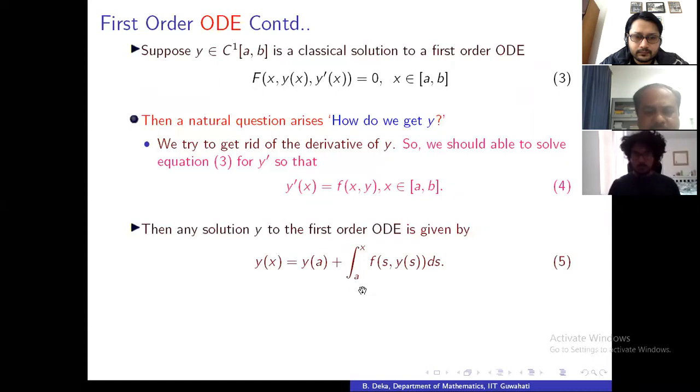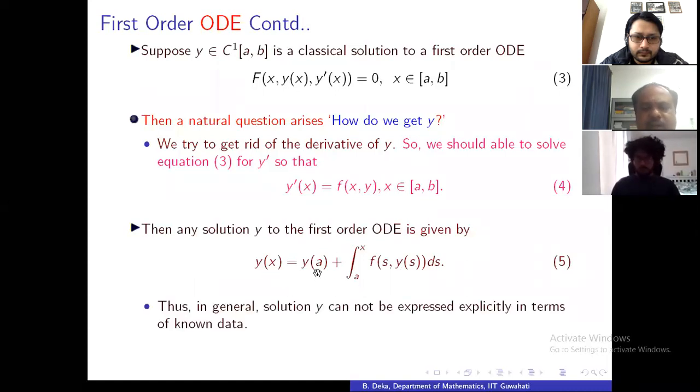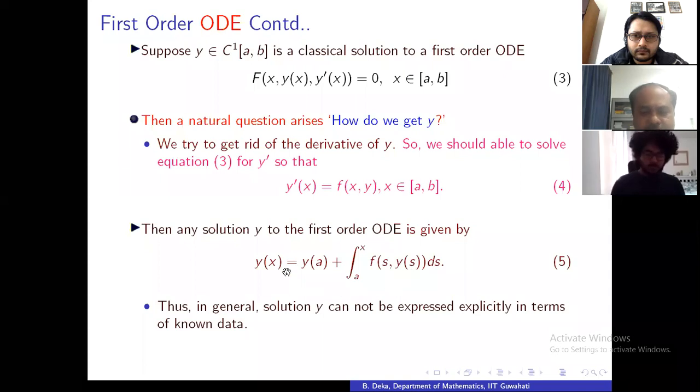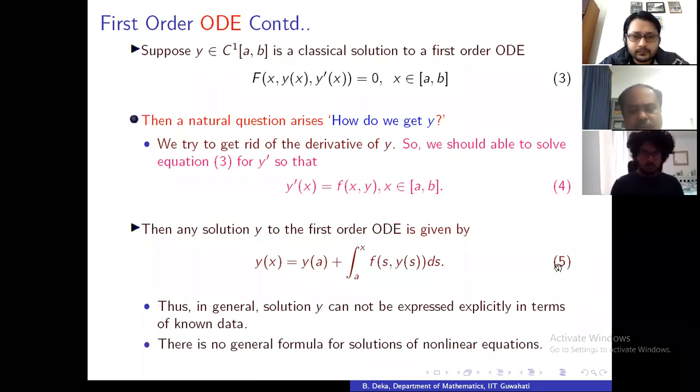But the problem is that this is not really an expression of the solution. Yes, it is an expression of the solution, but it cannot explicitly give you the solution, because you are expecting to find y in terms of x. Once you integrate, that gives y(x) equal to y(a) plus the integral from a to x of f(s, y(s)) ds. But this y is unknown. So this y(x) cannot be found explicitly by equation 5. This equation has shown no general formula to get a solution. That means directly you cannot say that this equation has a solution of this form. That means there is no closed form solution.